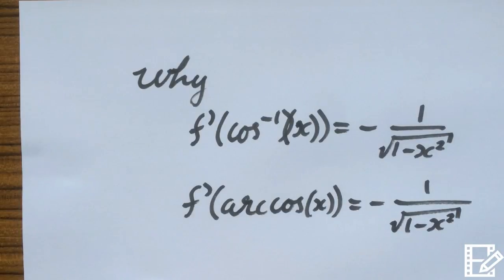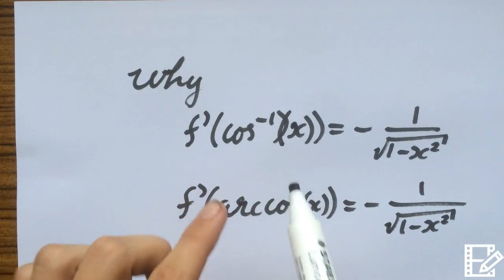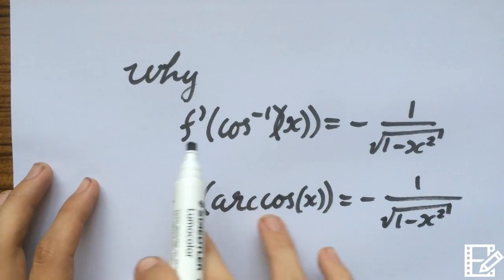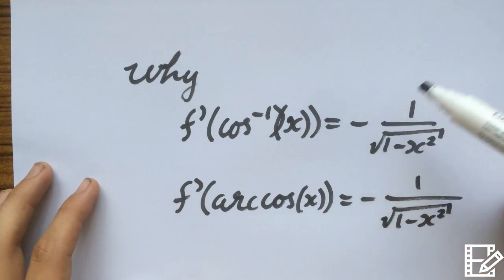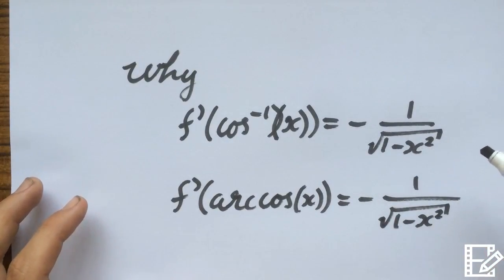Welcome back to another episode in my proof series where I show you why certain things happen in mathematics. And this episode will be focusing on why the inverse of cos x, or arccos, equals negative 1 over square root of 1 minus x squared.